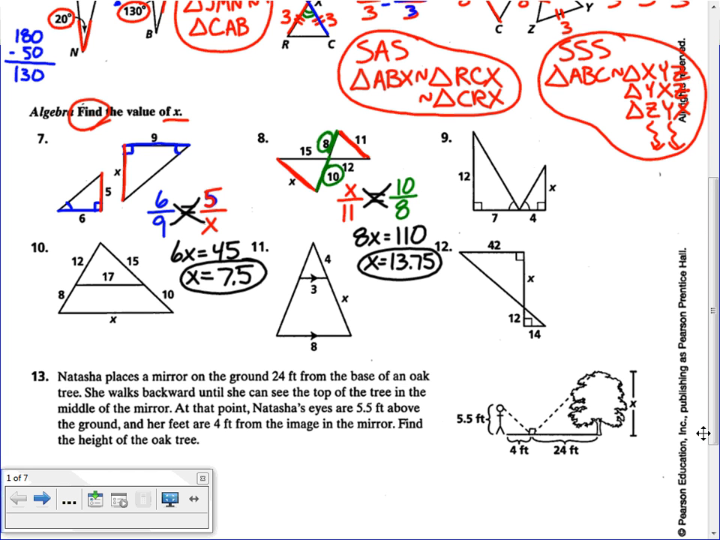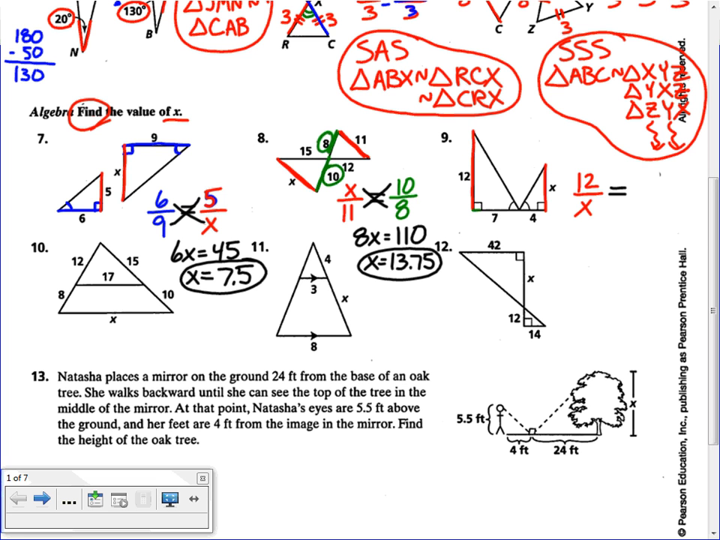Number 9. Once again, I always look for the x and where it is and what it corresponds to. And it corresponds to the 12 in the other triangle. So now I'm going to go from left to right. So I know that 12 over x is a valid ratio. And I'm going to set up my proportion.